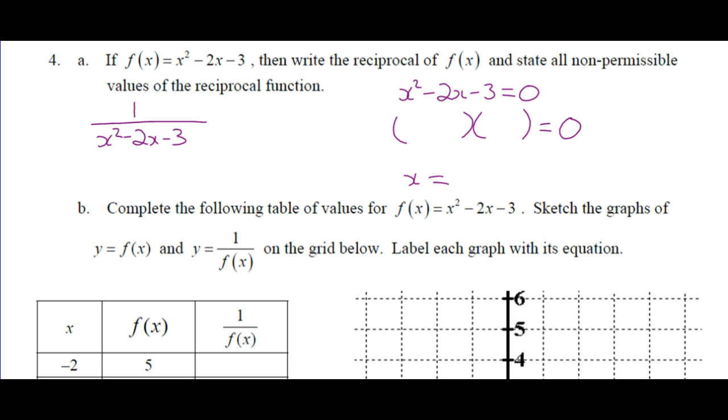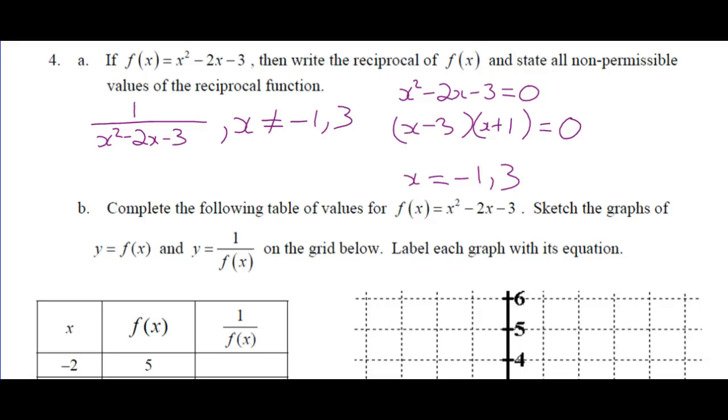Okay, so how do we get those? Well, we need to solve this. We've got to set it equal to 0. So, okay, what do I need?